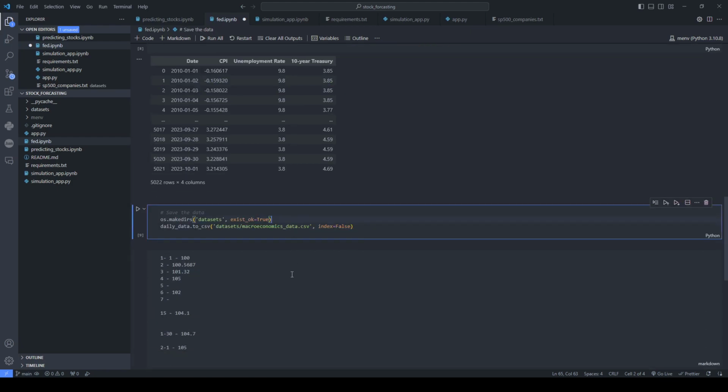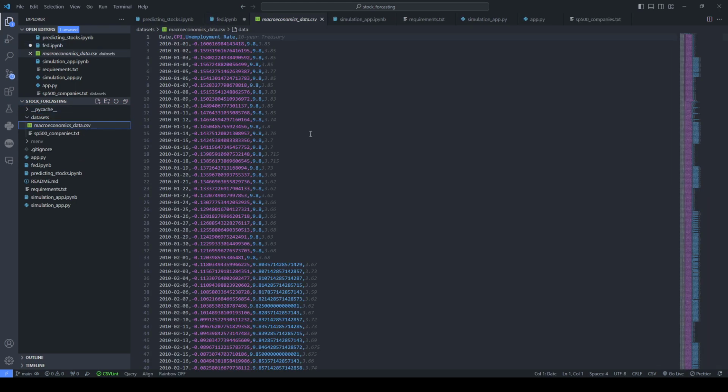And I'm writing that to the datasets folder. First, I'm creating the datasets directory. If it exists, okay, it's fine and it doesn't run this. If it doesn't, it does run it. In the second line, it converts this to CSV, and we see it here in datasets. Anyway, that part is done.